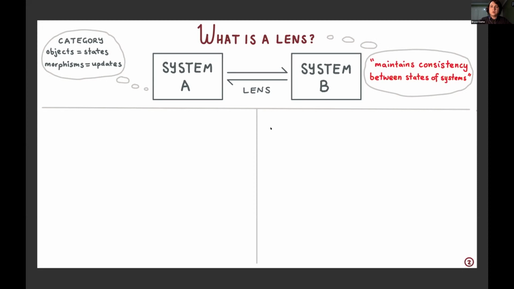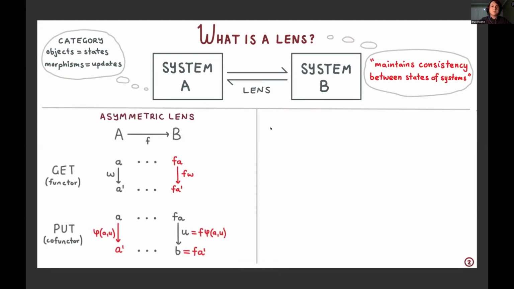As I mentioned, there's two kinds of lenses I want to talk about. The first one is probably the most familiar, at least to this audience, known as asymmetric lenses. Specifically today I'll be talking about asymmetric delta lenses, which are a generalization of the concept of a very well-behaved lens, and we'll discuss this a bit later. But an asymmetric lens consists of a get and a put. The get says that for any morphism or any change in our system A, we can produce a morphism or an update in our second system B.